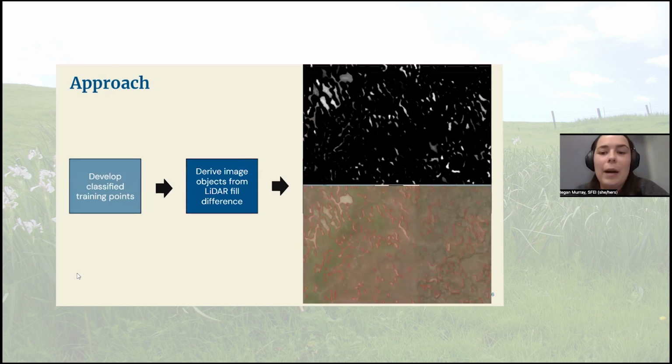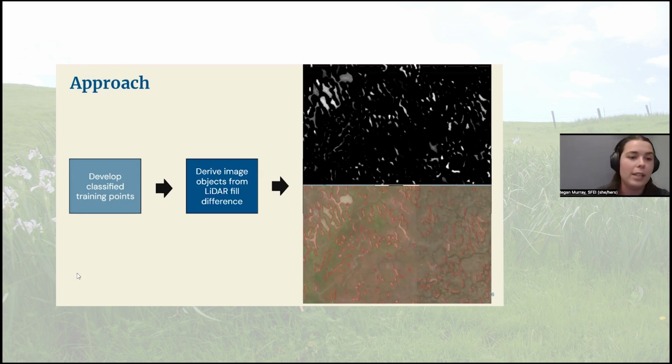The next step was deriving image objects from the LiDAR fill difference. On the top, you can see the LiDAR fill difference. Like I mentioned, this is showing all of those small depressions that represent vernal pools. And on the bottom are the image objects we were able to derive from there. You can see how the red outlines correspond almost directly to those LiDAR objects. So we just use this LiDAR fill difference to produce objects.